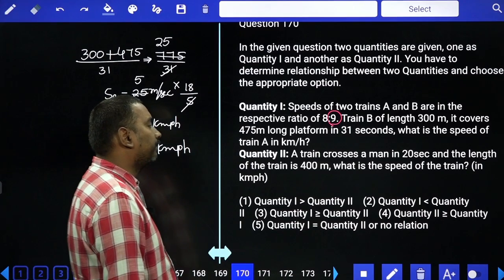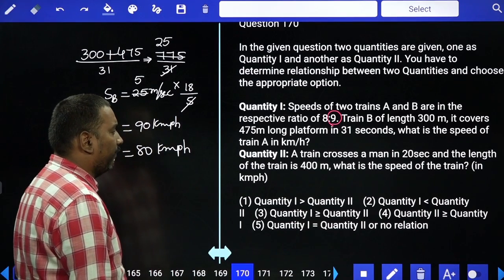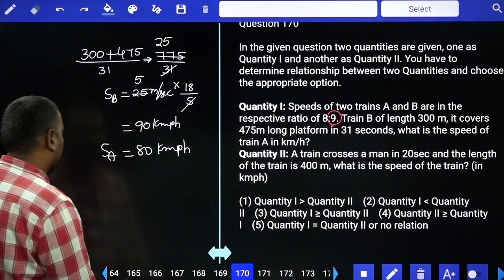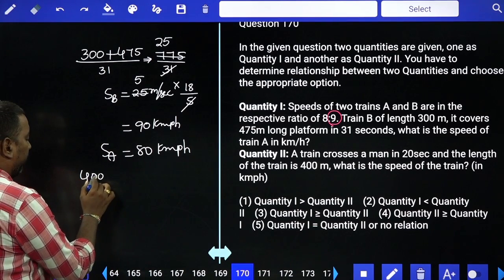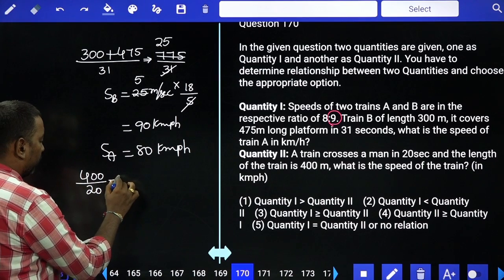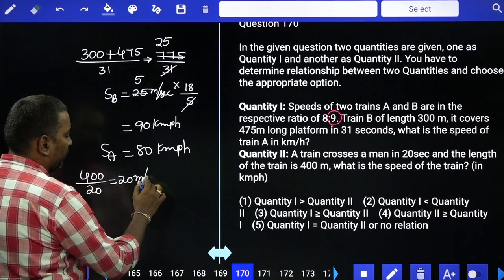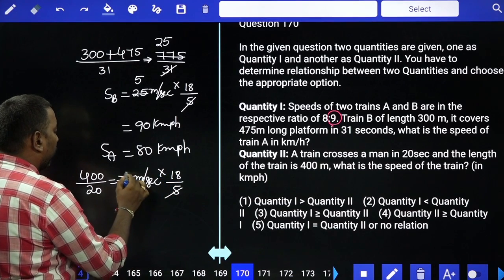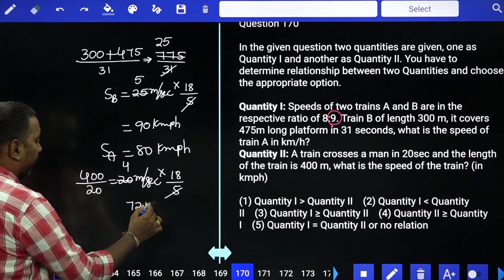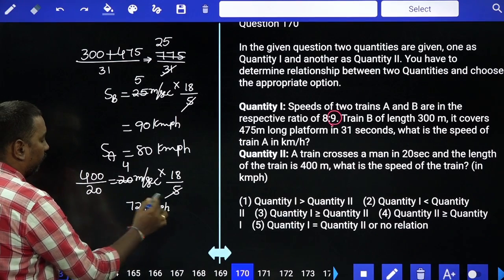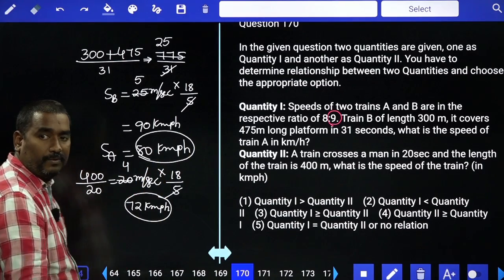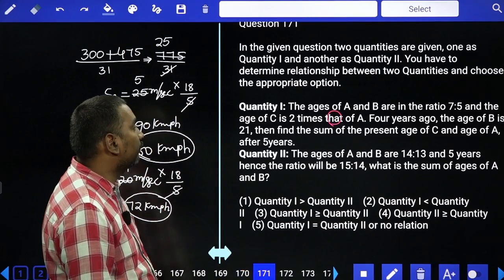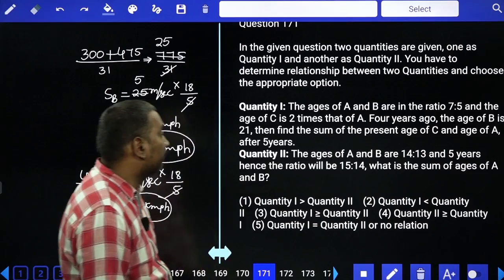Then Q2. A train crosses a man in 20 seconds and the length of the train is 400 meters. What is the speed of the train? 400 meters in 20 seconds, so the speed of the train is 20 meters per second. Convert into kilometers per hour: 18/5, 4 18s are 72. So Q1 value 80, Q2 value 72, and Q1 is greater than Q2. Next.